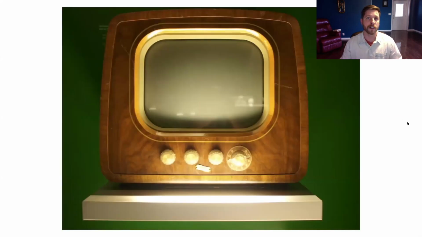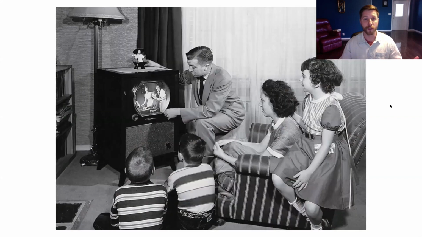So we can't talk about videography and video storytelling without first talking about the television, which really came on the scene around the 1920s, believe it or not. And this big old box would be in people's living rooms, a big cathode ray tube. That's why they call it the tube.